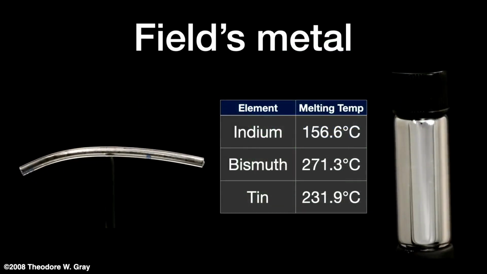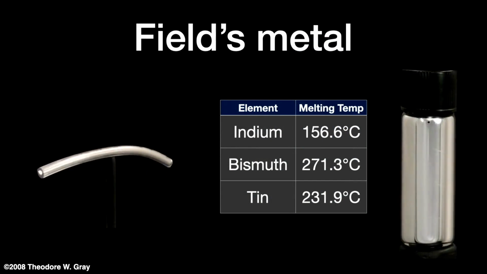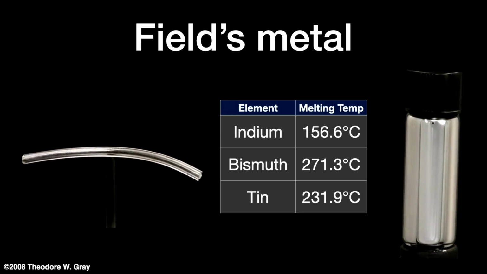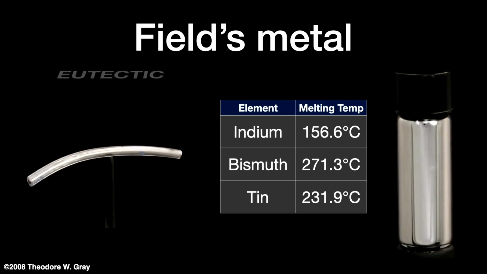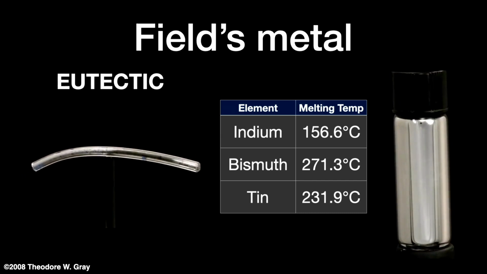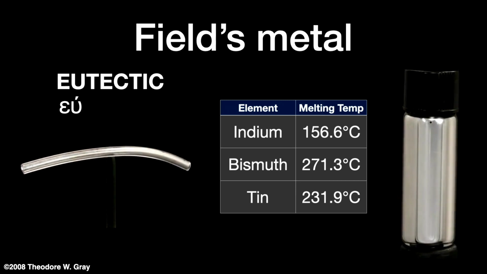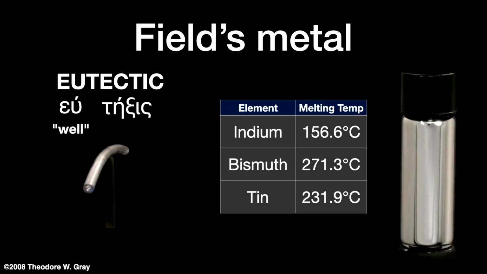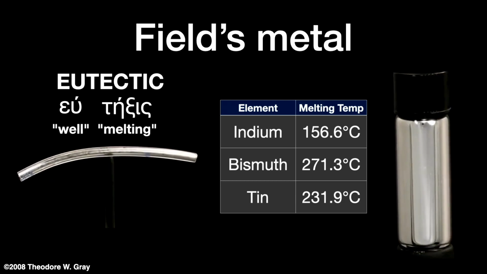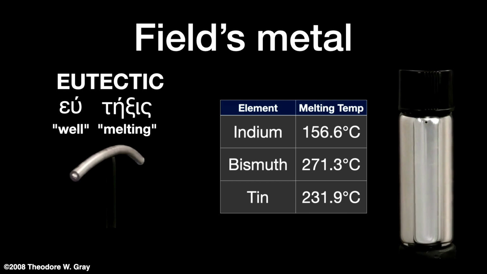Speaking of low melting points, let's look at a couple more interesting examples. Field's metal, named after its inventor Simon Quellen Field, is a eutectic alloy. The word eutectic comes from Greek eu, meaning well, and tektos, not the state, meaning melting. Well, maybe that's not a bad description of the state after all, but I digress.